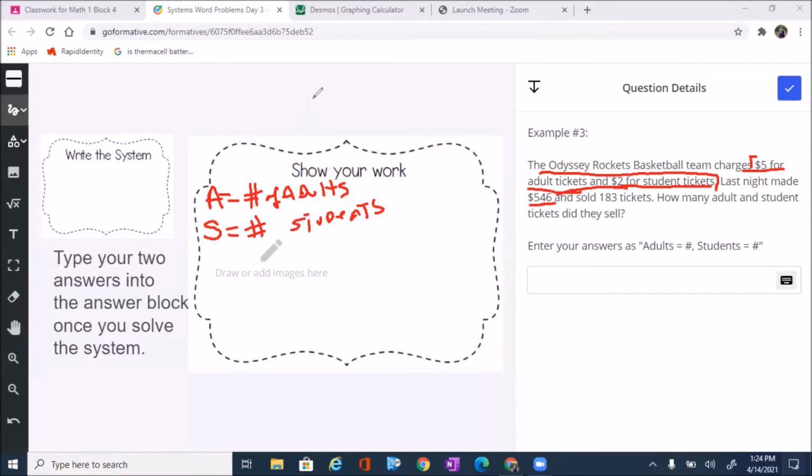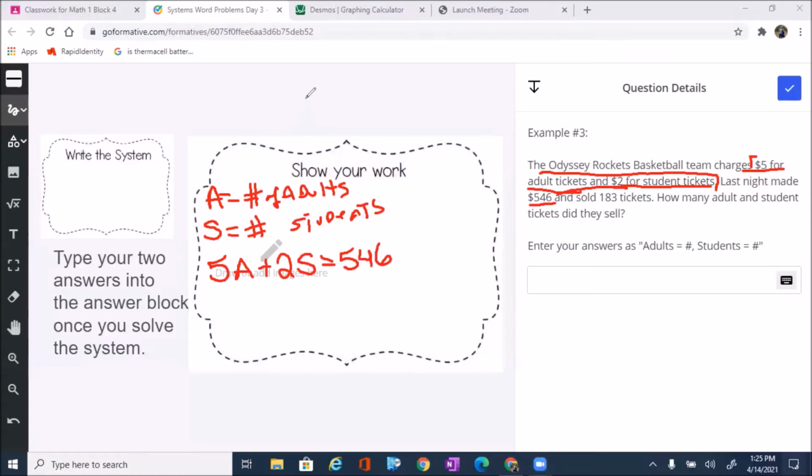Okay, so if we have 2 adults, it's $10 worth of tickets. If we have 3 adults, it's $15. If we have 4 adults, it's $20. So just like previous problems, we take the number of adults and we multiply it by the price of the ticket. So I'm going to say, okay, we have $5 for every single adult ticket. And then we're going to add the fact that we have $2 for every student ticket. And if we combine the adult tickets and the student tickets, that is going to give us a total of $546. Okay.